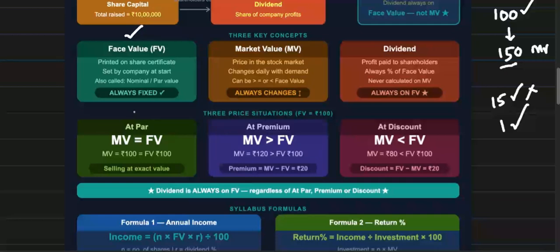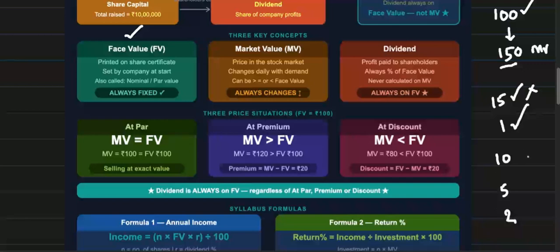As I said, what is the face value? What is printed on the share certificate, which is set by the company, might be 10 rupees. If you see the Wipro share, it might be 5 rupees or 2 rupees. Infosys might be 1 rupee. So that is printed on your share. That is the face value.